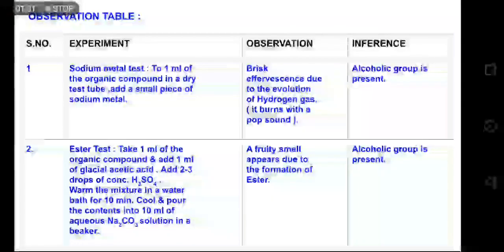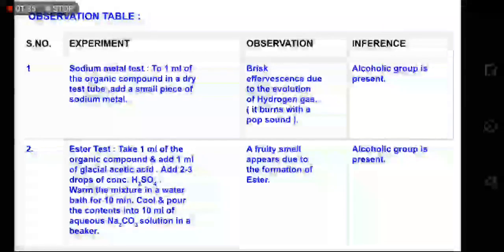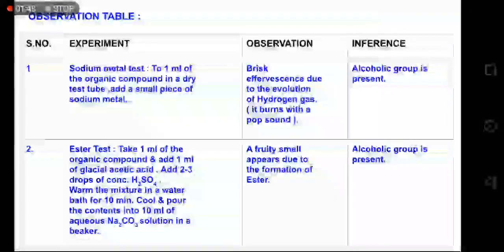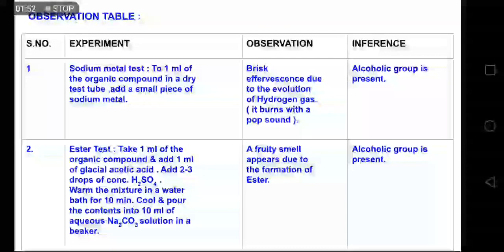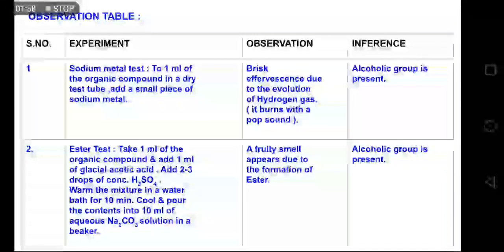Then you write down the second test, the ester test. Take 1 ml of the organic compound with acetic acid and add 2-3 drops of concentrated sulfuric acid. You will warm the mixture in a water bath for roughly 10 minutes. You cannot warm it directly on flame because it has alcohol in it, and alcohol is volatile, it catches fire. So it has to be handled carefully. You have to warm it in a water bath.